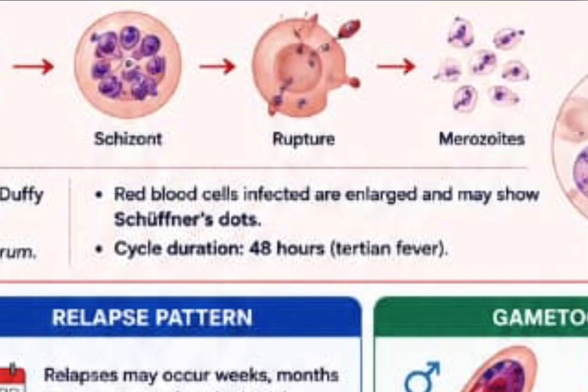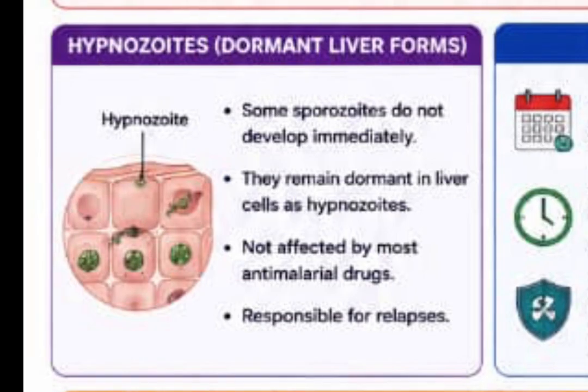Like I told you, it forms a dormant form in the liver called the hypnozoite. Are you getting it now? The sporozoites do not develop immediately. When it enters, it remains dormant in the liver, forming a hypnozoite. So it's not affected by most anti-malaria drugs, because when it stays, it is not forming anything. It is not affecting anybody. It's just there.